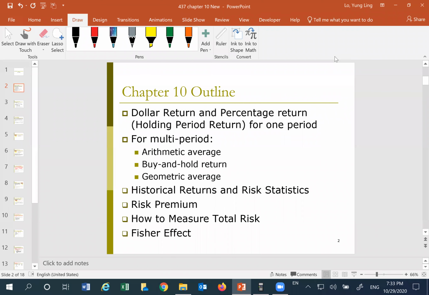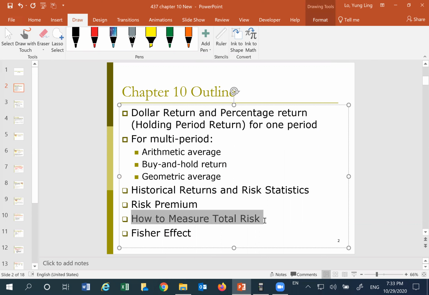Okay, let's now start with chapter 10. Now, I would say for the most part, at the beginning of chapter 10, it should be pretty straightforward. Now, if anyone finds some material to be challenging, I would say calculating the total risk is definitely a challenging part for most people.